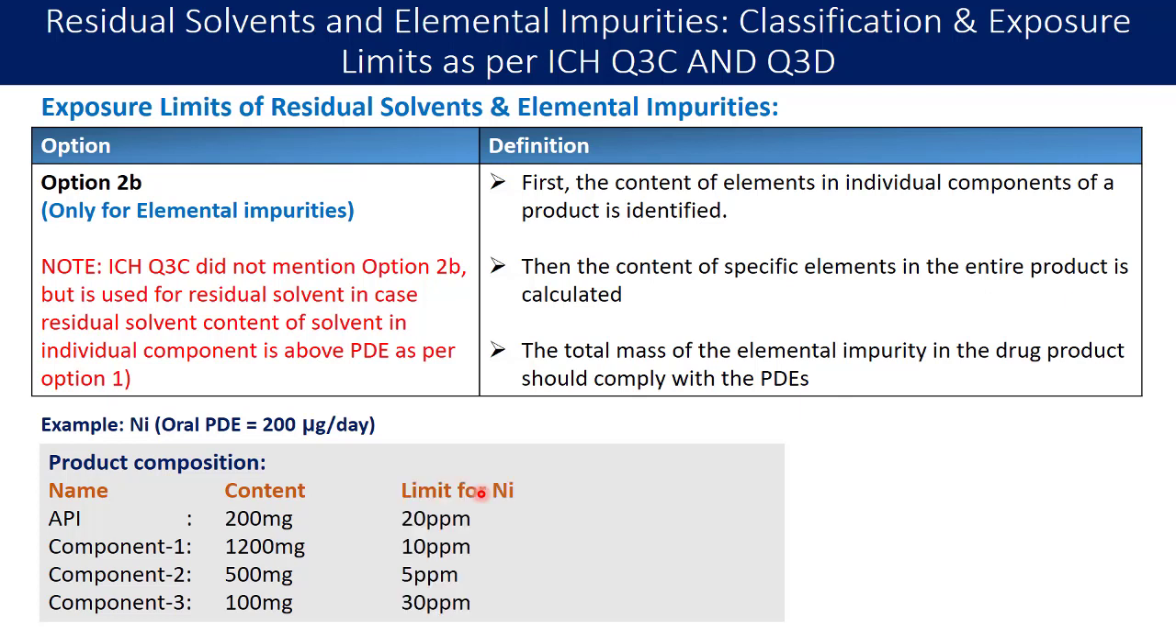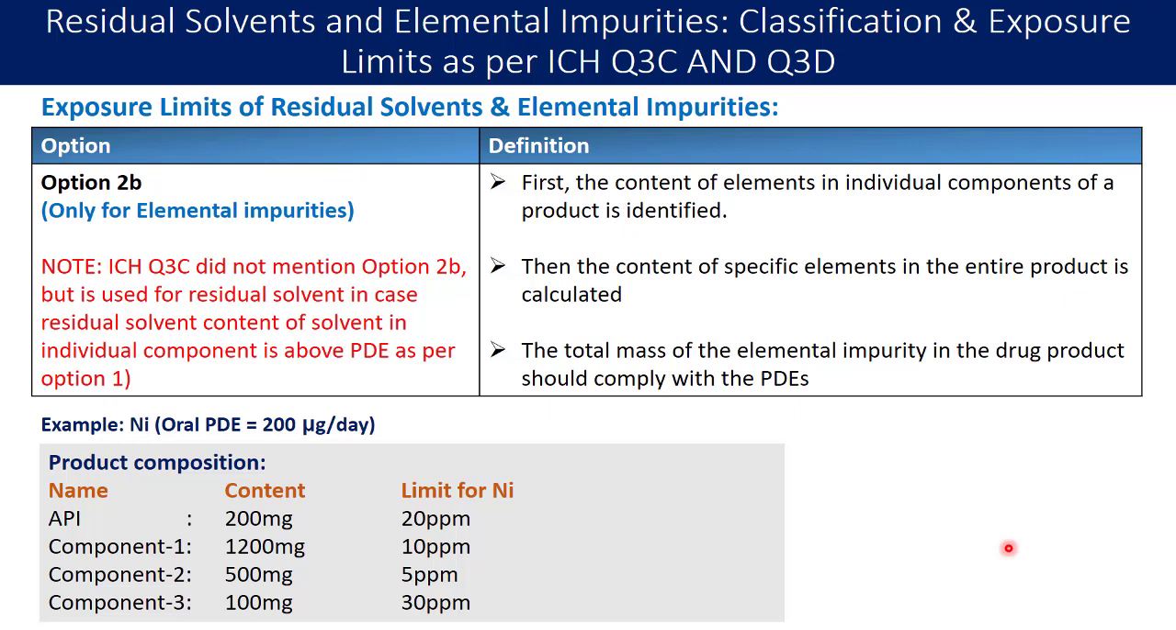So what is the limit for nickel for API as such individually? Okay, 20 ppm. Component 1 also has nickel with 10 ppm. Component 2 has nickel with the 5 ppm limit, and component 3 has nickel with the 30 ppm limit. So for using the option 2B, you also should understand whether there is a presence of the elemental impurity like nickel, and what is the likely content, maybe from specification or by testing the individual component.